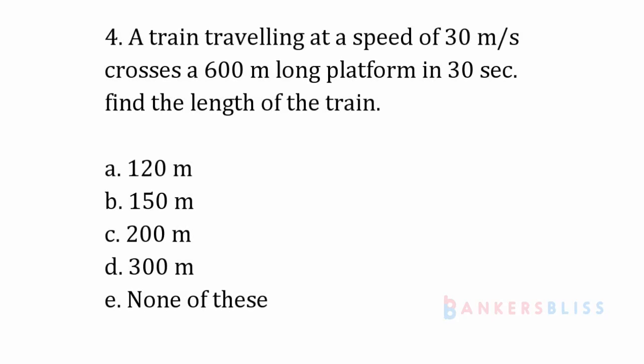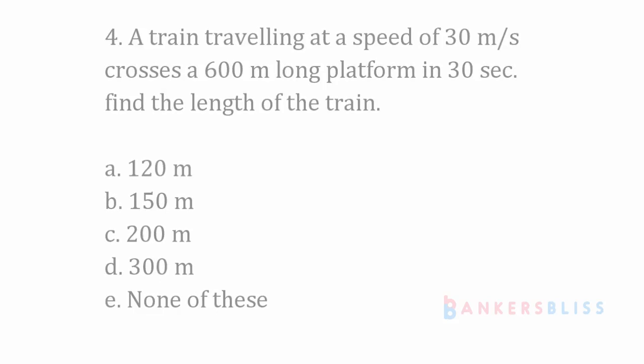Problem number 4. A train traveling at a speed of 30 meter per second crosses a 600 meter long platform in 30 seconds. Find the length of the train. See here, a train traveling at 30 meter per second crosses a 600 meter long platform in 30 seconds. Find the length of the train.